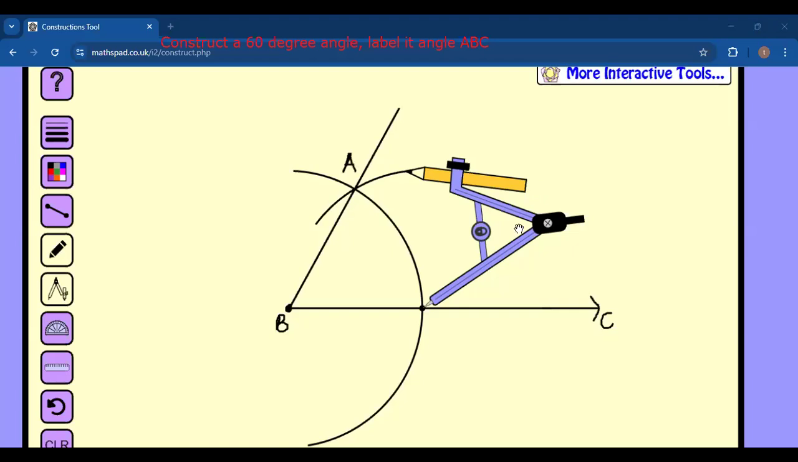And there you have it, folks. We have the angle ABC. What is the measurement of this angle? What's the measurement of this angle? 60 degrees.